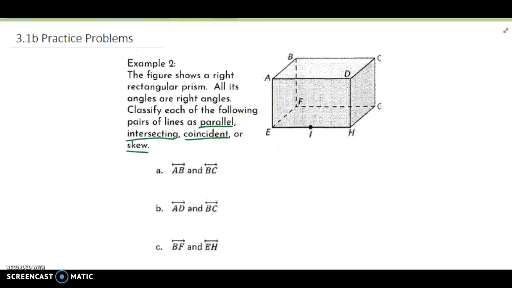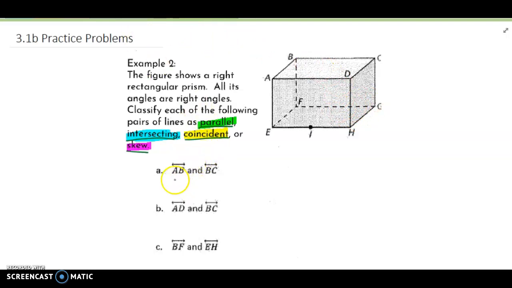So if you look back on the foldable we just did, parallel lines are coplanar, but they do not and would not ever intersect. So it can stand far out and they would never intersect. Intersecting, guys, just means they cross each other. Coincident lines means that they lie directly on top of each other. And last but not least, skew. Skew lines do not intersect, but they are not coplanar. So that's the difference between parallel and skew.